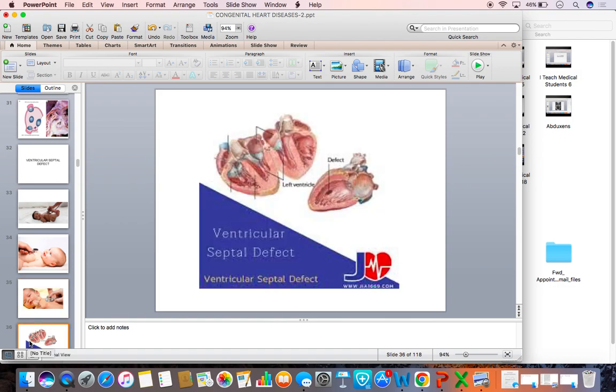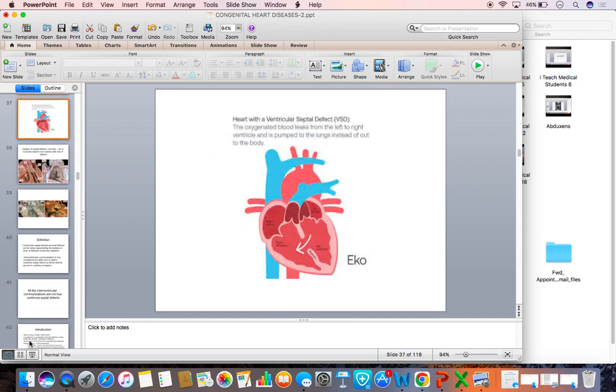Well, this is the picture showing the hole in the ventricular septum, viewed from the right side of the section of the heart. And this is the ventricular septal defect. This picture demonstrates the direction of blood flow from the left ventricle to the right ventricle. Oxygenated blood that is received from the pulmonary veins into the left atrium, which is in turn pumped into the left ventricle, is shunted into the right ventricle through the interventricular septal defect.